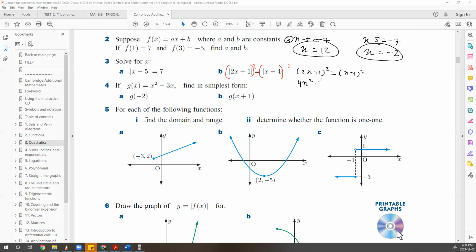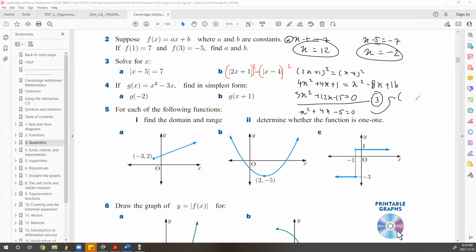So for x squared, I just expand it directly, equals x squared minus 8x plus 16. Okay, move everything to the left: 3x squared plus 12x minus 15 equals 0. Okay, it can be simplified. x squared plus 4x minus 5 equals 0.